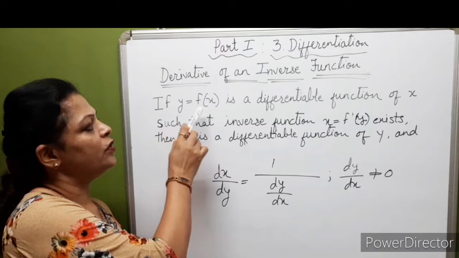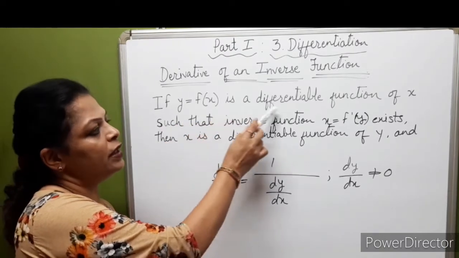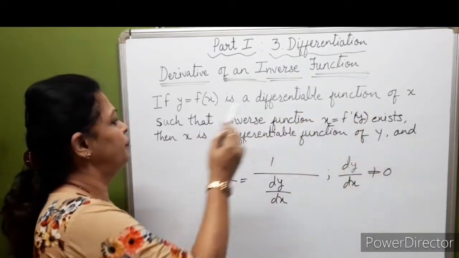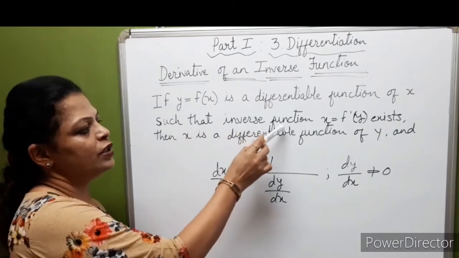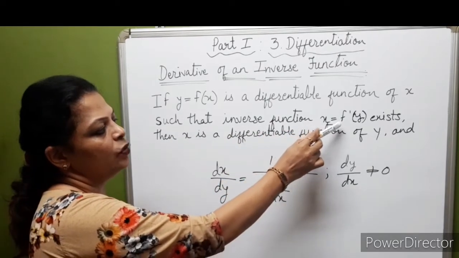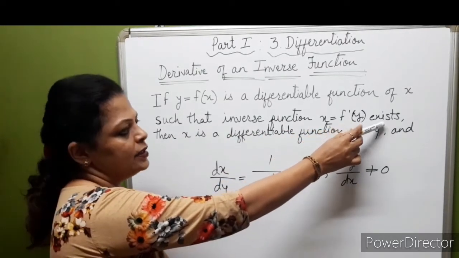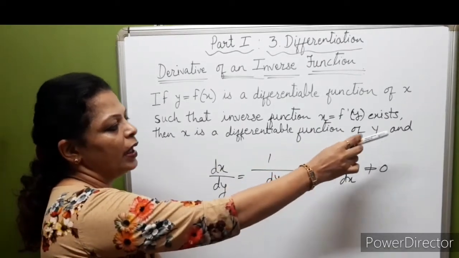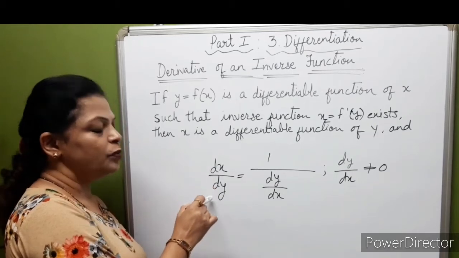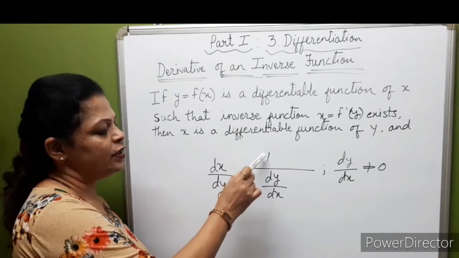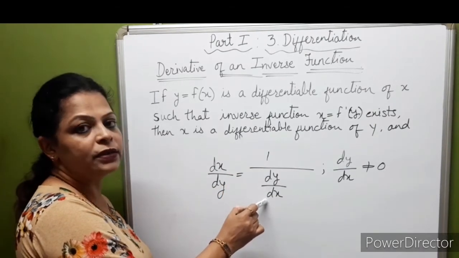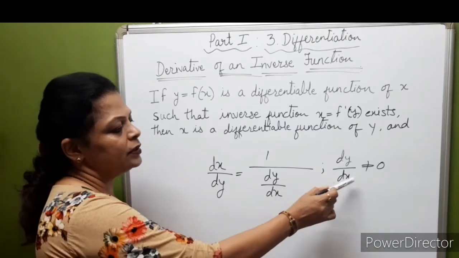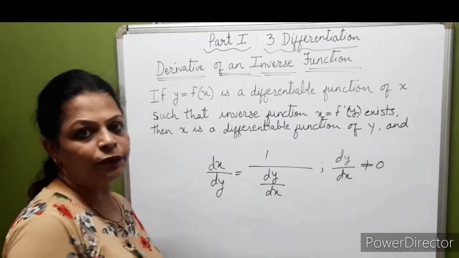If y is equal to f of x is a differentiable function of x such that inverse function x equal to f dash of y exists, then x is a differentiable function of y and dx by dy is equal to reciprocal of dy by dx, where dy by dx is not equal to 0.